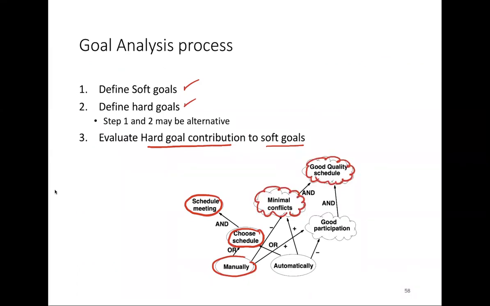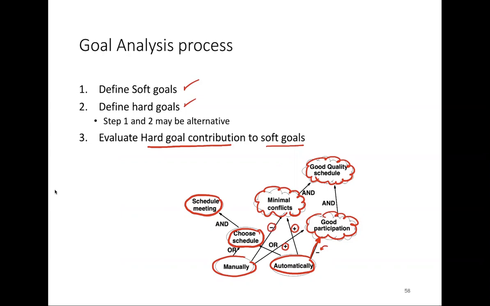Again, you do refinement for either the soft goal or the hard goal. And also you have to evaluate the hard goal contribution to the soft goal. So if the schedule is automatic, this schedule will have less participation. So that's why the relationship is negative. If the schedule is automatic, there might be no chance of conflicts. If the schedule is manual, there is a high chance of having good participations. If the schedule is manual, it really maximizes the conflicts.